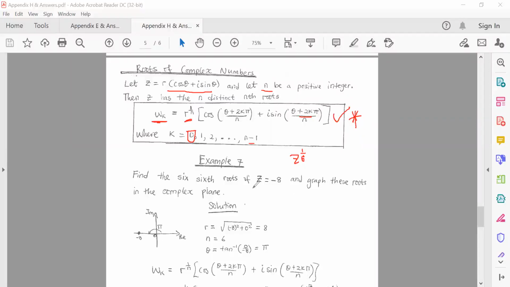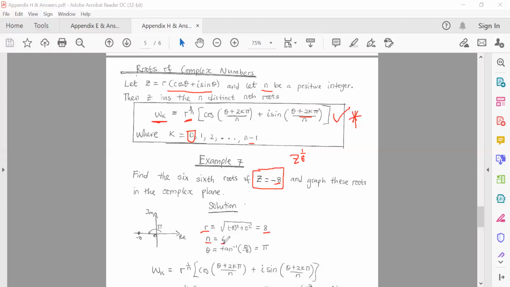This is a very nice one. The first thing is Z equals minus 8. Somebody will say this doesn't look like a complex number. It is. It's just a complex number that has only a real part because the imaginary part is 0. Another way of writing this is Z equals minus 8 plus 0i. There's no imaginary part, but it doesn't mean it's not a complex number. Okay, we solve for r, which is 8. N is equal to 6.